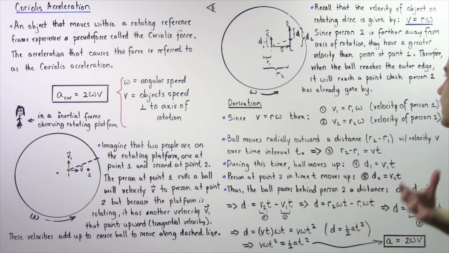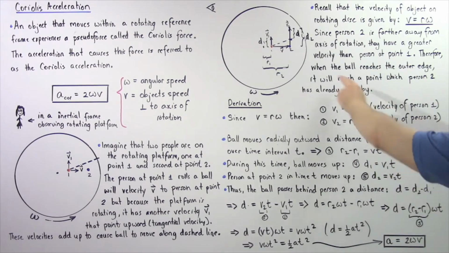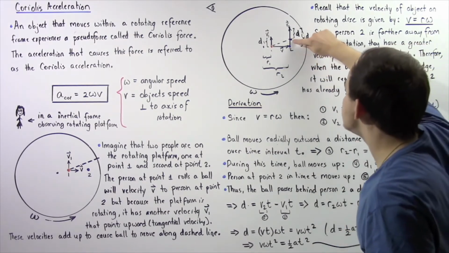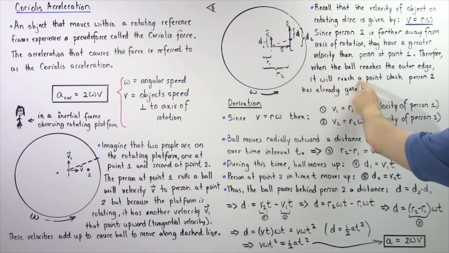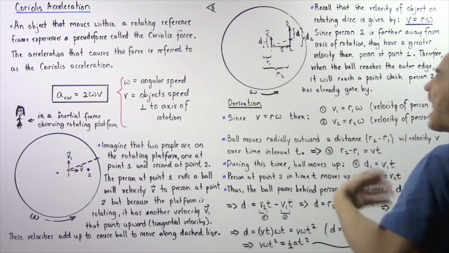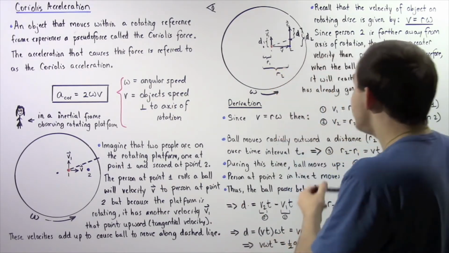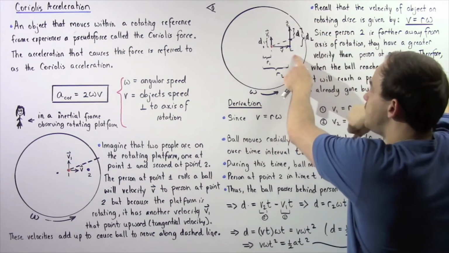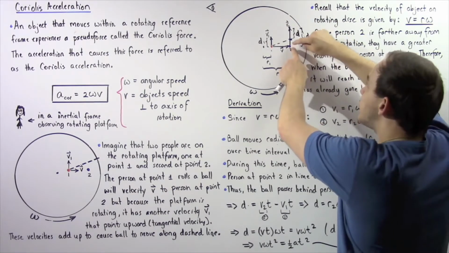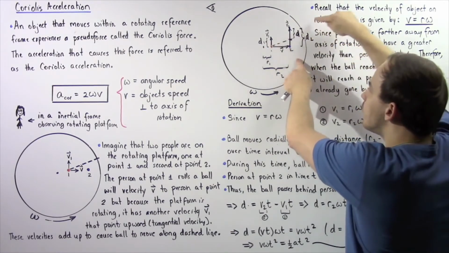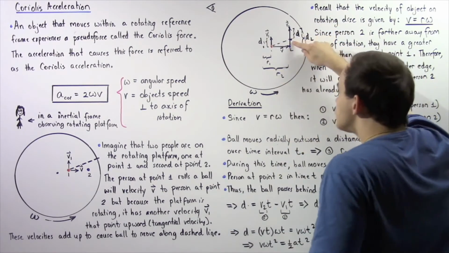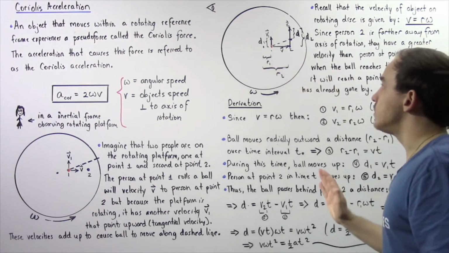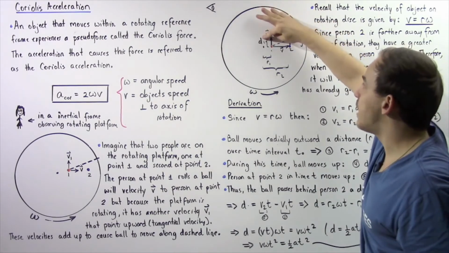Now, why is that important? Well, basically, this means that when the ball reaches the outer edge, let's suppose this point here, it will reach a point which person 2 has already passed. So basically, because the velocity of person 2 is greater than the velocity v1, this person has already passed this point when the ball reaches that point. So let's suppose the distance that the ball and person 1 travels along the y-axis is given by d1.